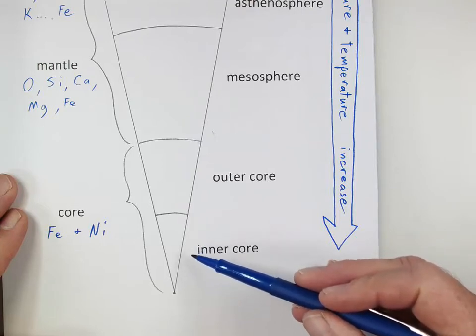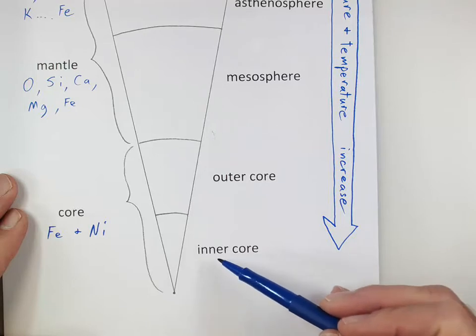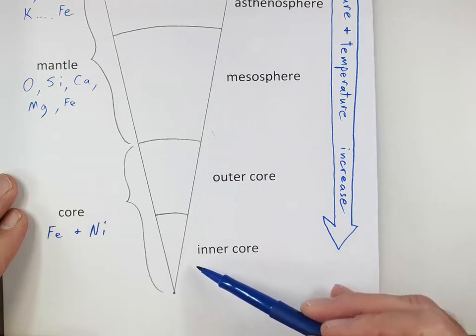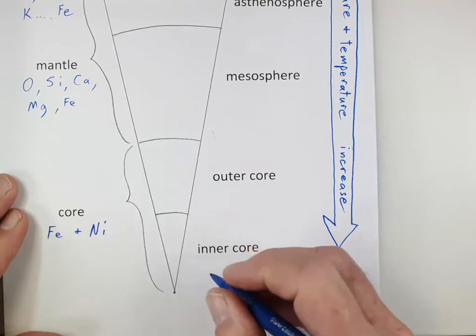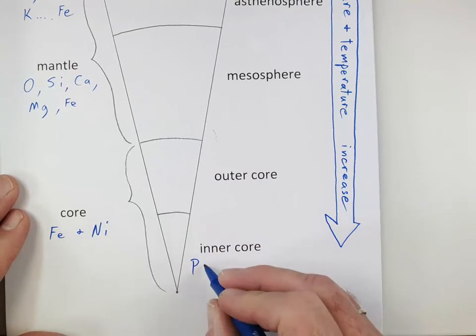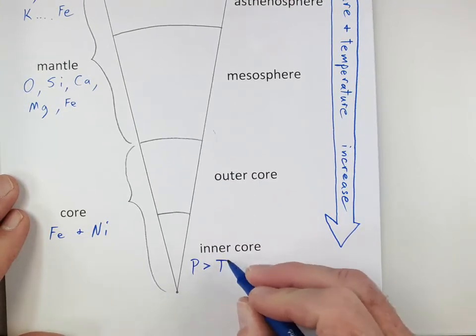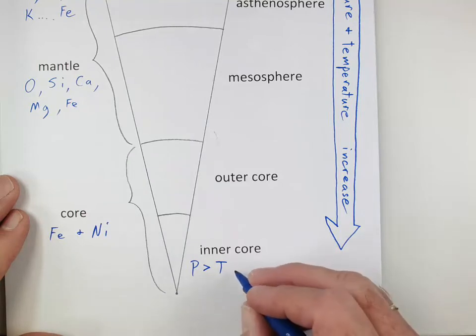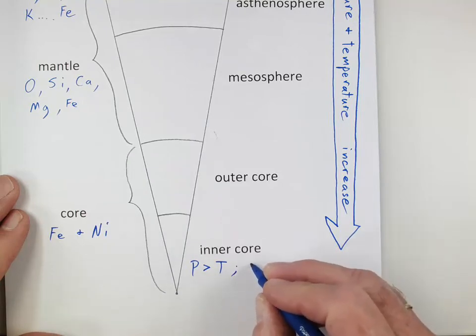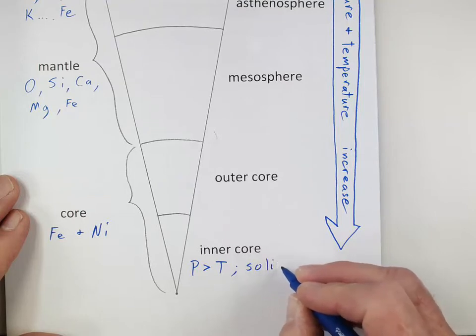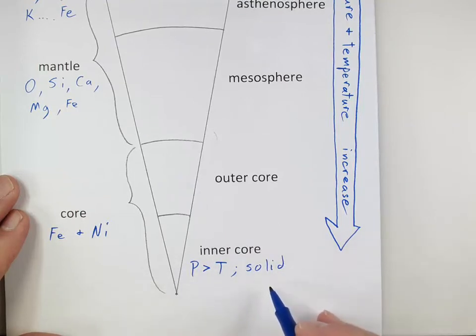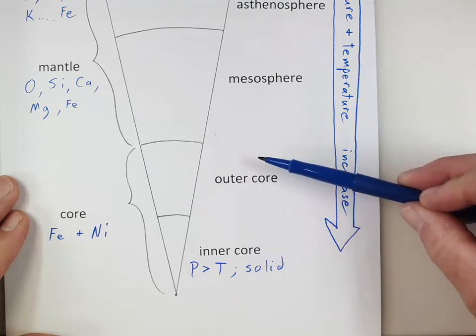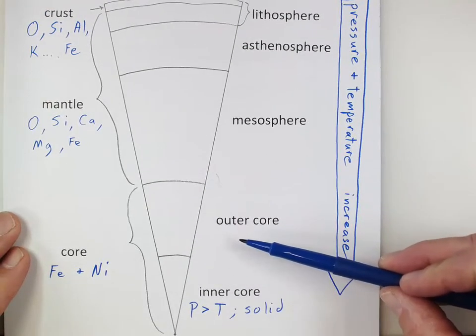But the effects of pressure override the effects of temperature. We have so much pressure that the atoms are locked together, they're going to behave as a solid. So what we see here is that effects of pressure are greater than the effects of temperature. Even though it's hot enough to melt this iron and nickel core, pressure overrides that. And therefore, the solid core exists.